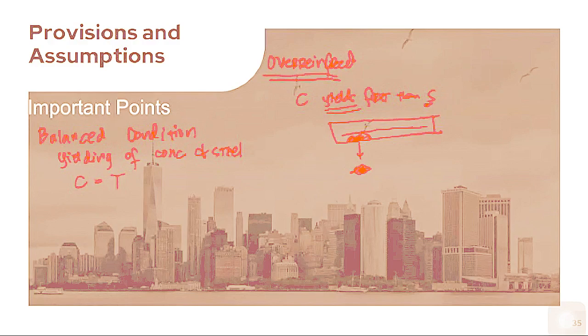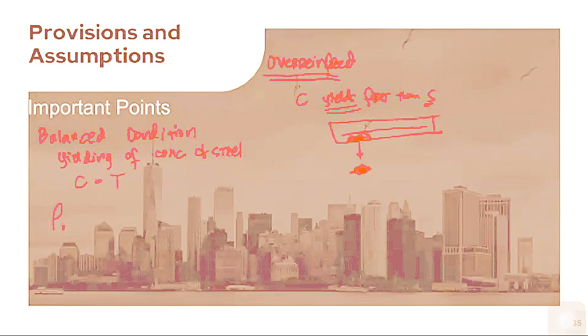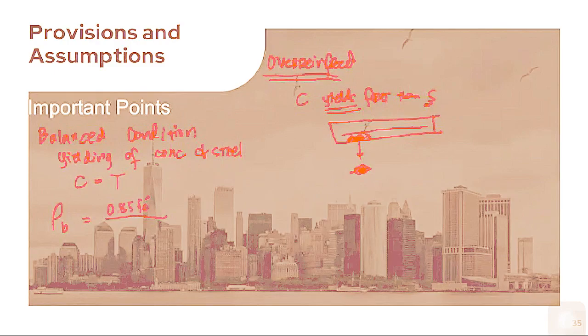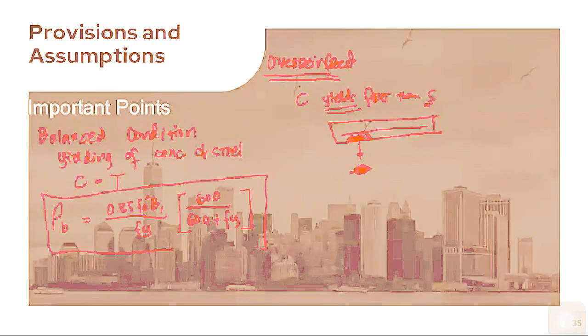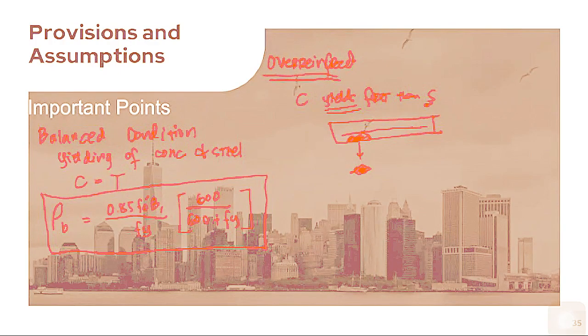So if that's happened, we have what we call the rho balance or the balanced steel ratio. And this is computed as 0.85 Fc prime beta 1 over Fy multiplied by 600 divided by 600 plus Fy. And take note, these formulas must be memorized kasi hindi rin nila binibigay in the board exam as given. So these are basic formulas. Ayan.